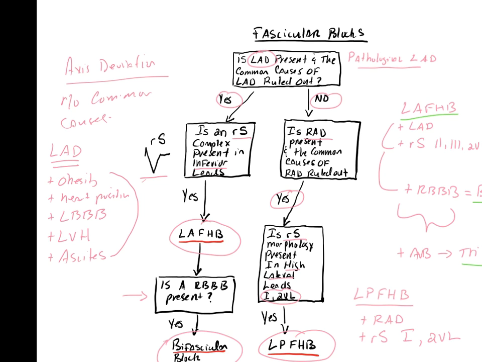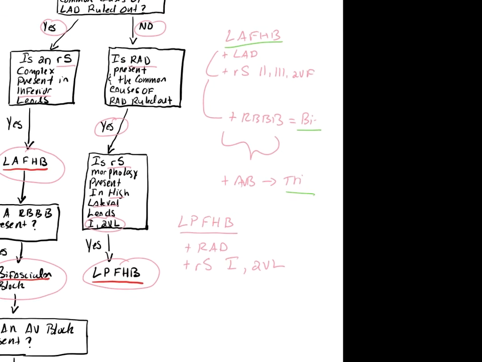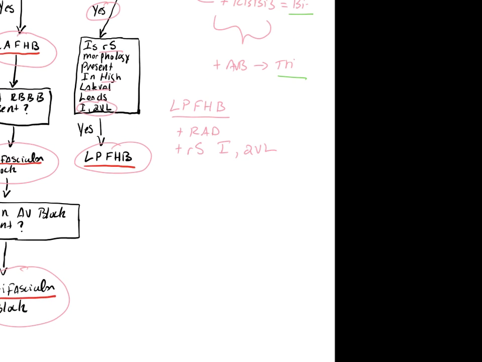Okay, so when you have axis deviation, you got to ask yourself, can I account for that with any of the major causes? Nope, I don't see any major cause. Okay, now I'm going to enter the fascicular block pathway. Does that kind of make sense? And the same thing goes with right axis deviation and the left posterior fascicular hemiblock.